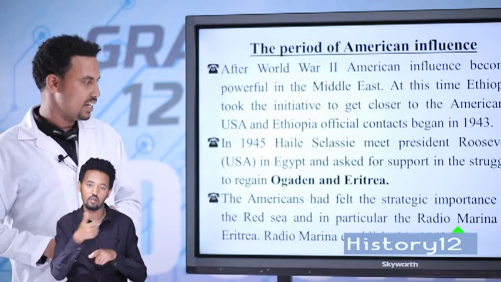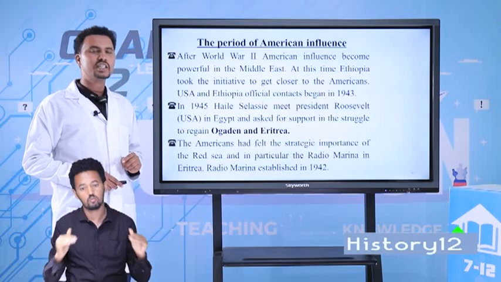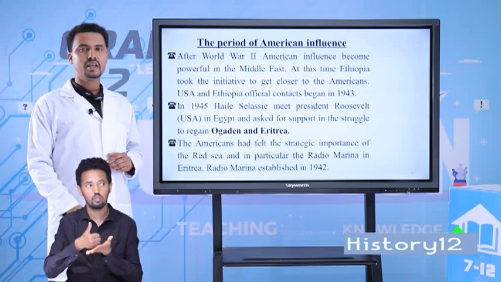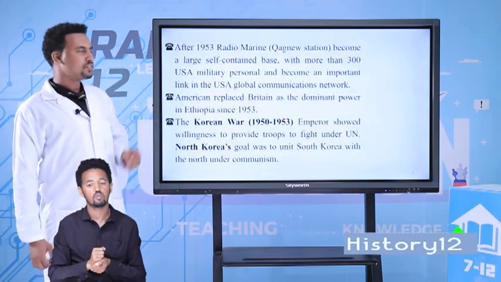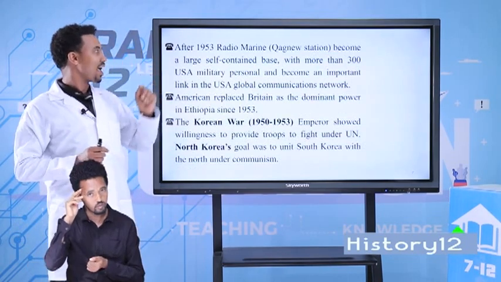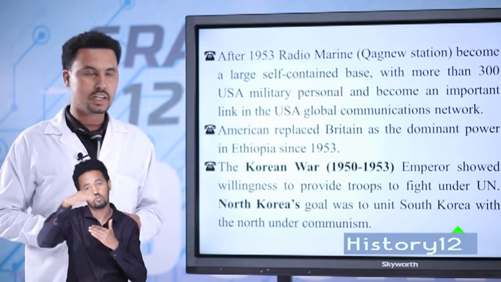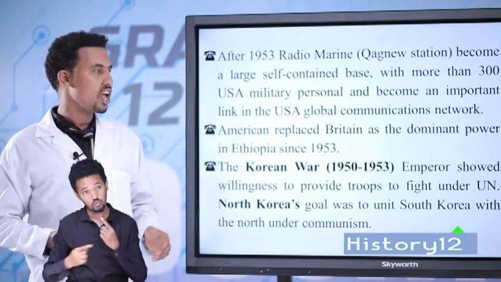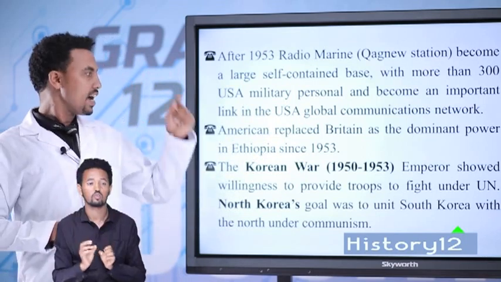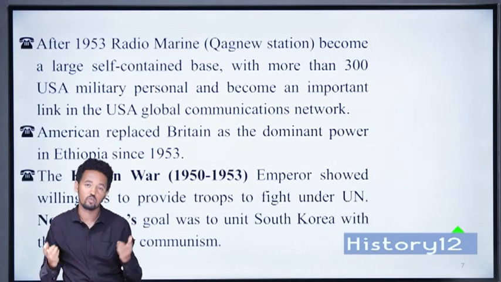The Americans had felt the strategic importance of the Red Sea and, in particular, the Radio Marina in Eritrea. Radio Marina was established in 1942. After 1953, Radio Marina or Kagnew Station became a large self-contained base with more than 300 U.S. military personnel and became an important link in the USA's global communication network. Then America replaced the British domination since 1953.